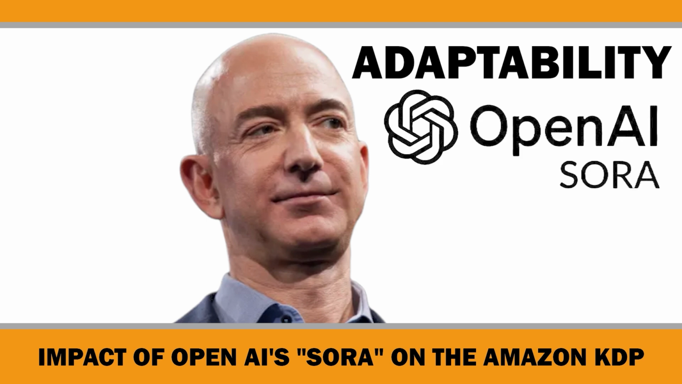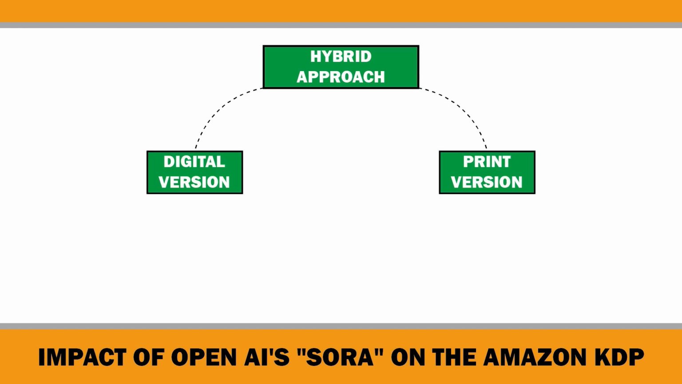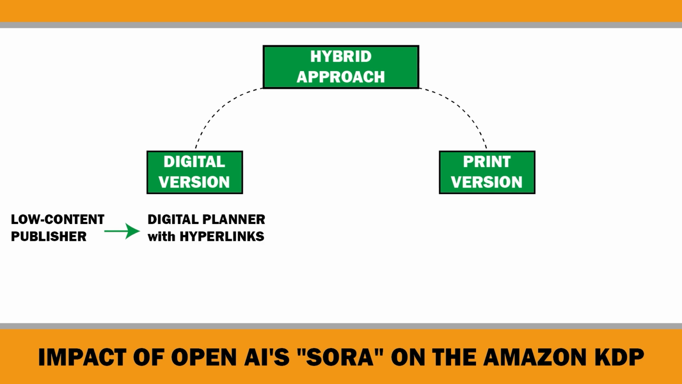In my opinion, starting now, we should embrace a hybrid approach, offering both digital and print versions of the books we create. For instance, if you are a low-content book publisher and working on a 2025 planner to sell on Amazon, explore how to create a digital version of it with hyperlinks and try to add AI-generated videos, images, or other media to it. If you are an author, consider adding a video introduction to your ebook. This personal touch connects with readers.